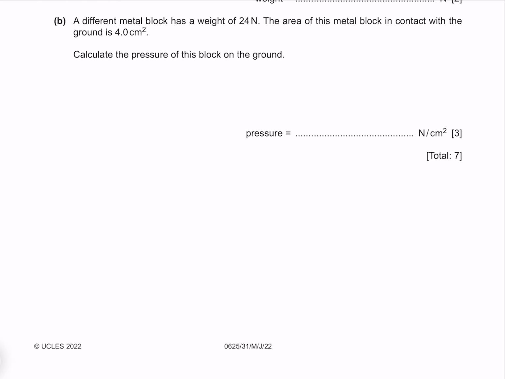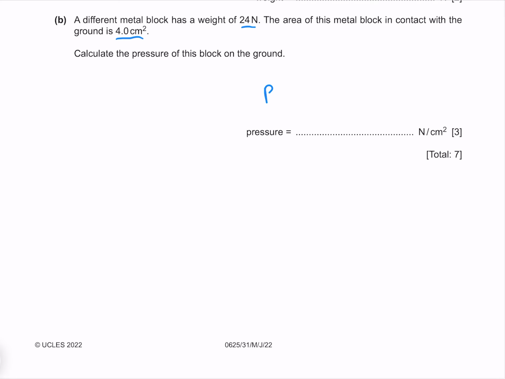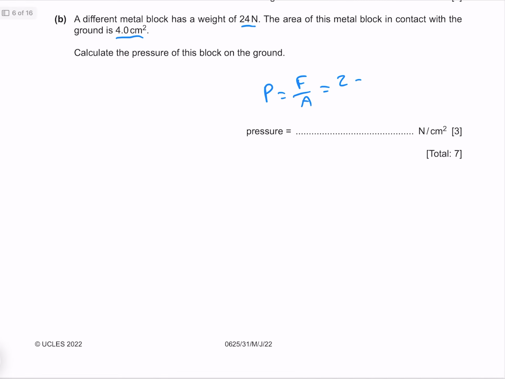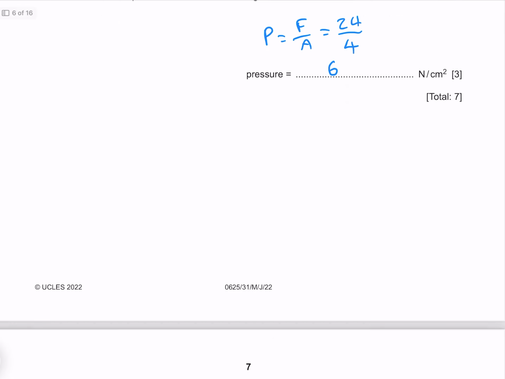A different metal block has a weight of 24 newtons. The area of this metal block in contact with the ground is 4 centimeters square. Calculate the pressure of this block on the ground. The equation for pressure is just force divided by area, where our force is 24 and our area is 4, which gives us 6 newtons per centimeter square.